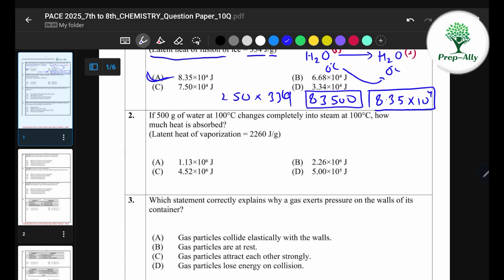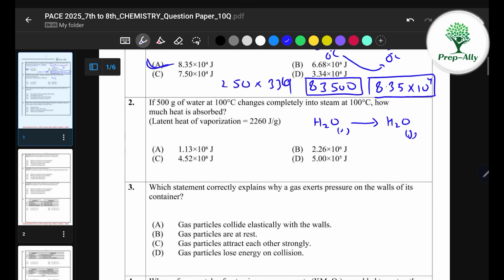Now moving to question number second. If 500 gram of water, 100 degrees, changes completely into steam. So we have water in liquid form and it is converting into steam, meaning gaseous form. Now how much heat is absorbed, that we need to figure out. And we are also given the latent heat of vaporization. So again we can apply the formula directly.